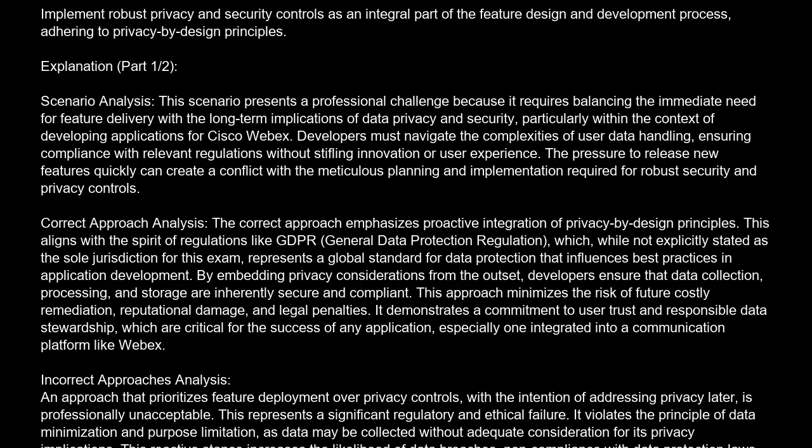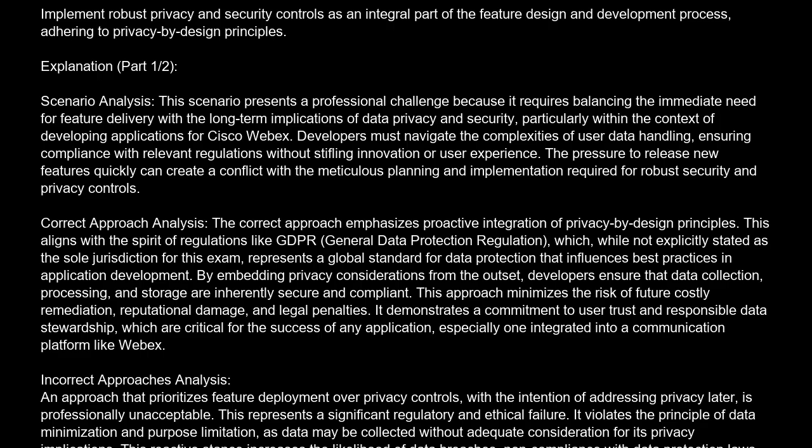Developers must navigate the complexities of user data handling, ensuring compliance with relevant regulations without stifling innovation or user experience. The pressure to release new features quickly can create a conflict with the meticulous planning and implementation required for robust security and privacy controls. Correct approach analysis.